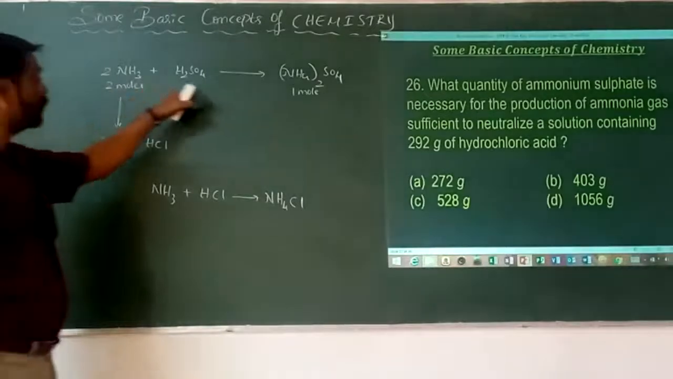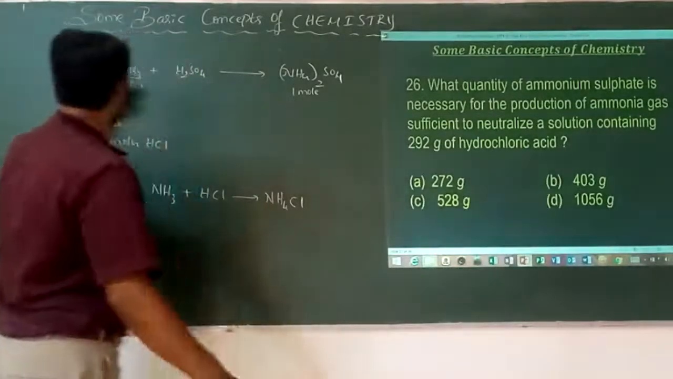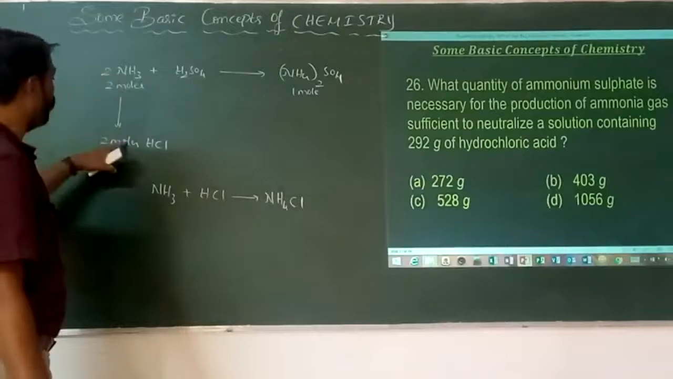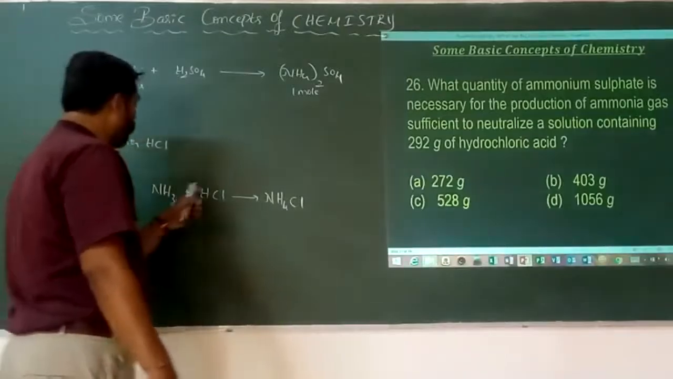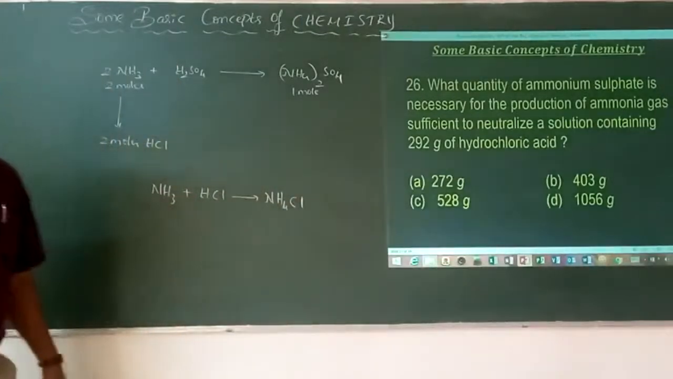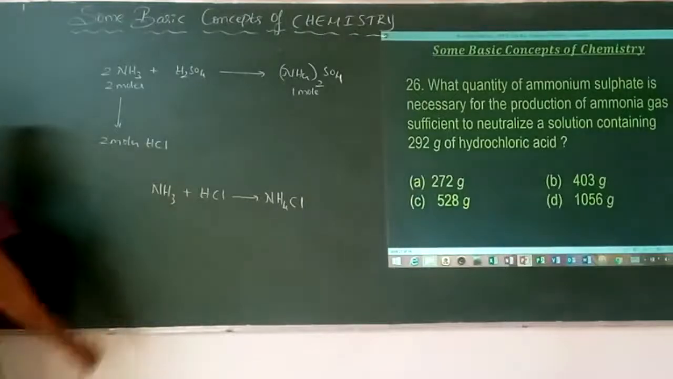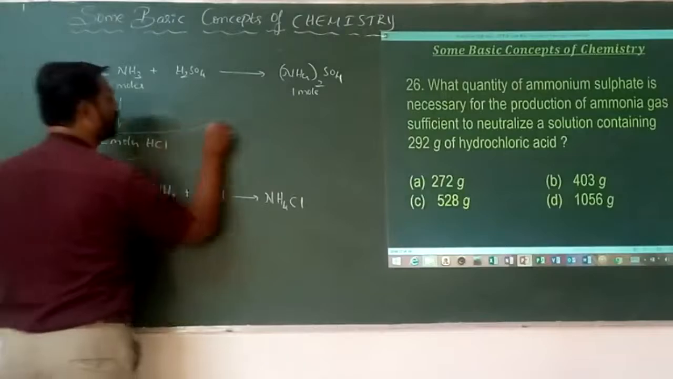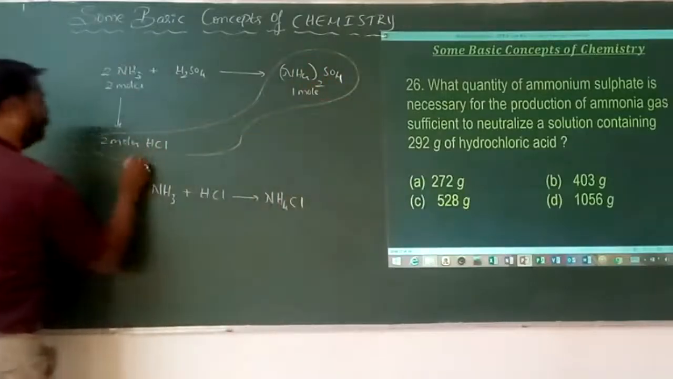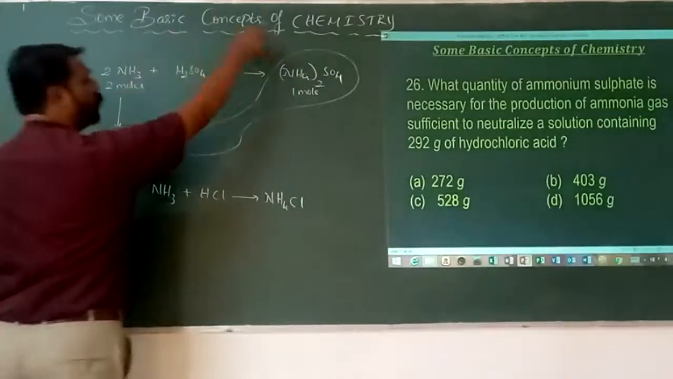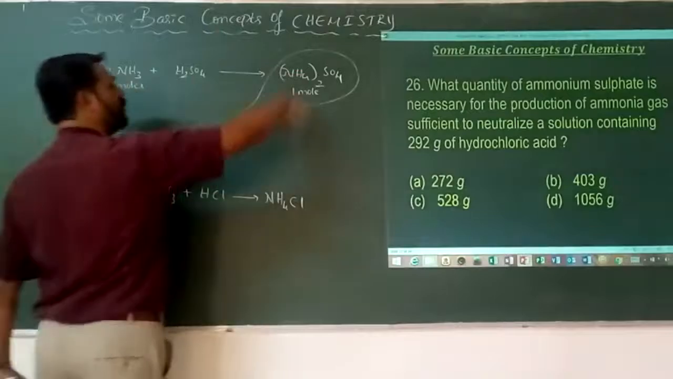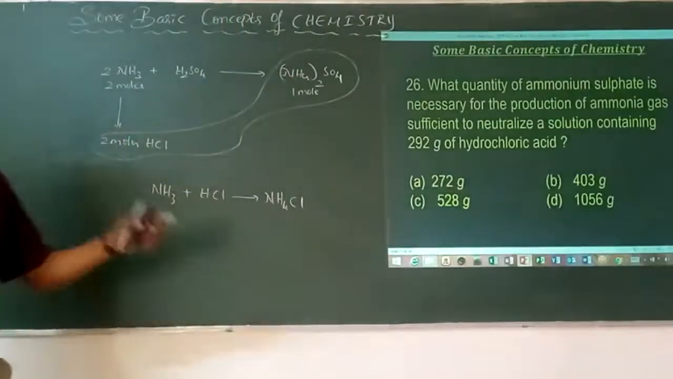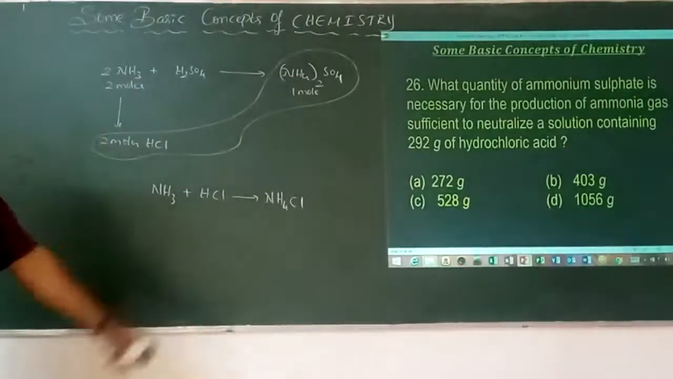Suppose ammonia and H2SO4 reacted to form this compound, and suppose ammonia and HCl reacted to form this compound. That is, 2 moles of ammonia is equal to 1 mole of this. Therefore, these two must be equivalent. It is entirely the concept of which one? The law of reciprocal proportions.